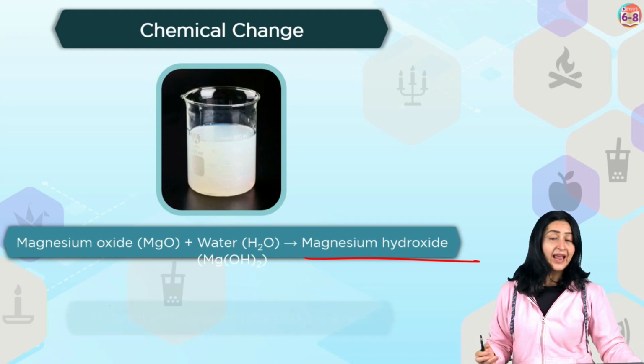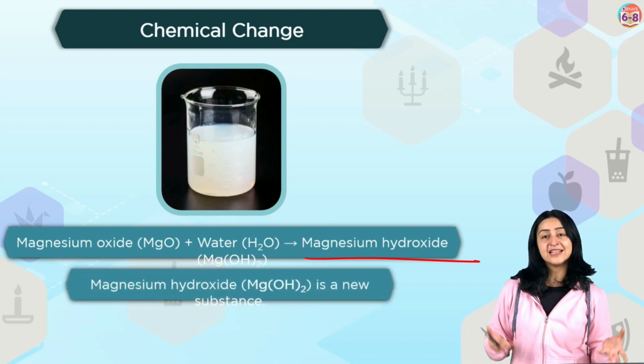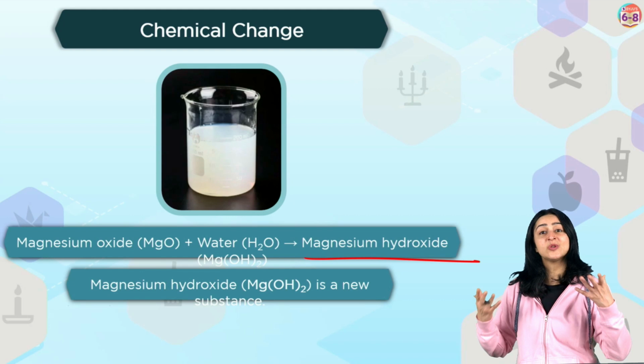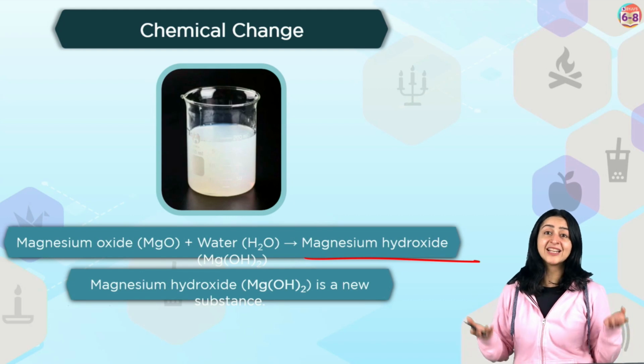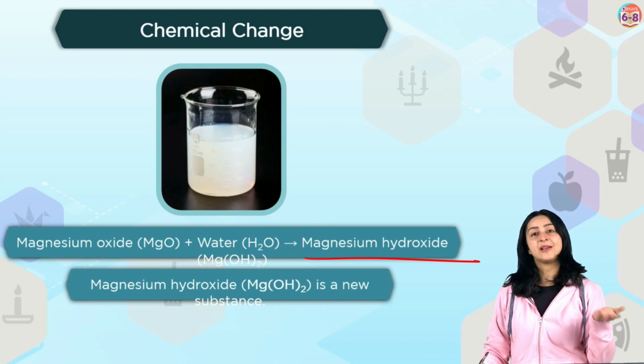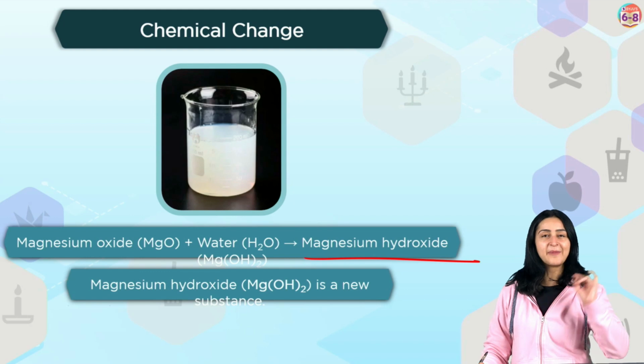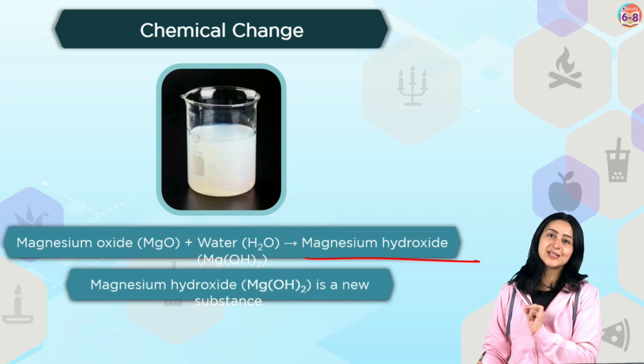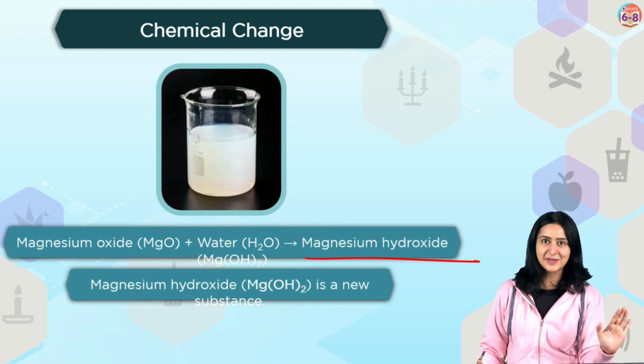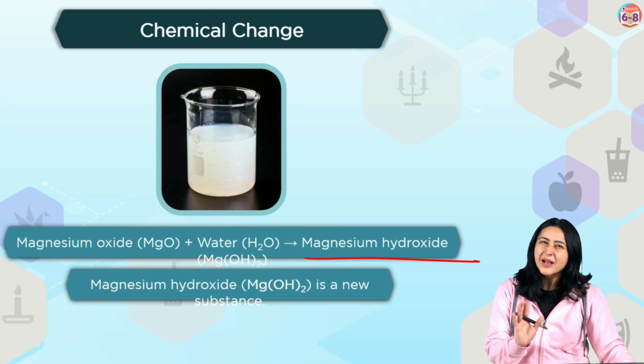So this is really cool again because magnesium hydroxide is a completely new substance. Once again, this is a chemical change. Okay, it's very simple. Chemical properties are changing and a new substance is being formed over here. That's the basic about a chemical change. Nothing much to understand.